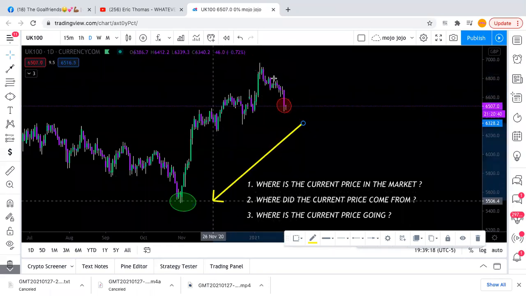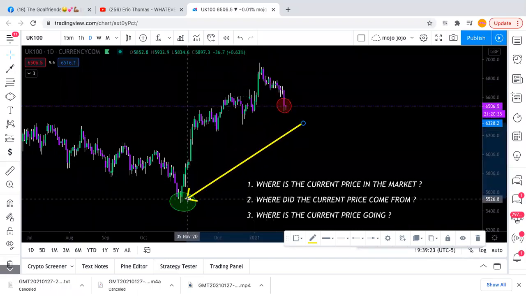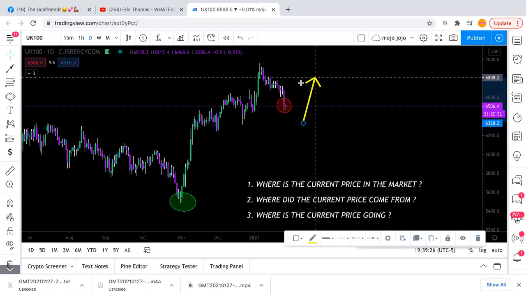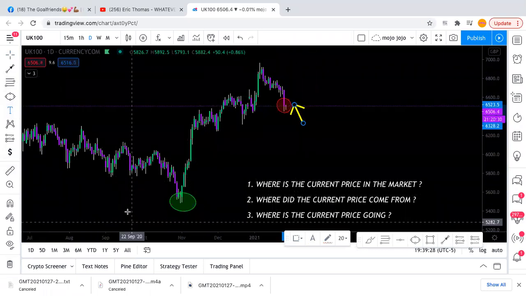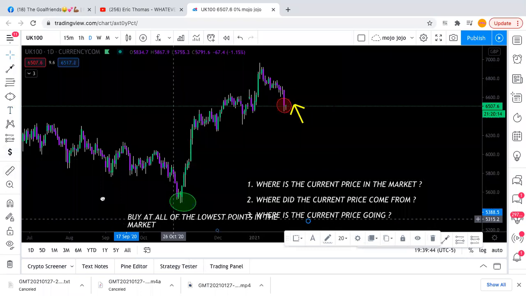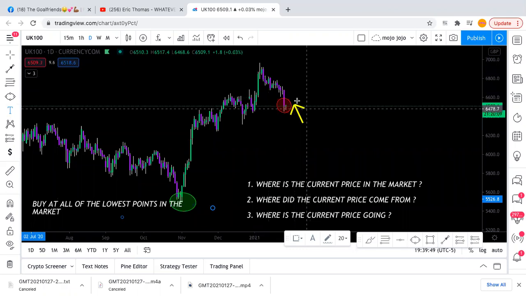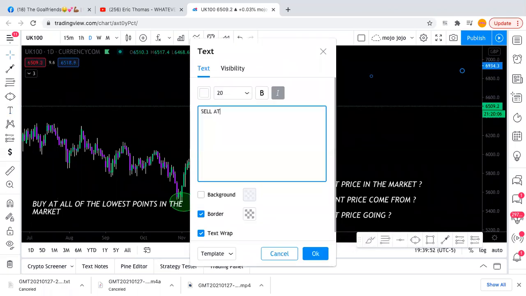That low. Okay. So now we have a low where you should have pressed buy in the market, because we buy low and we sell high. Let me make that note on here. Make sure you write that down. Buy at all of the lowest points in the market. Take that note down. Sell at all the highest points in the market.